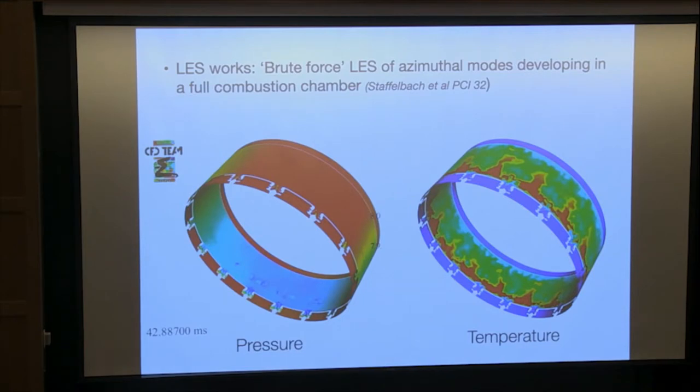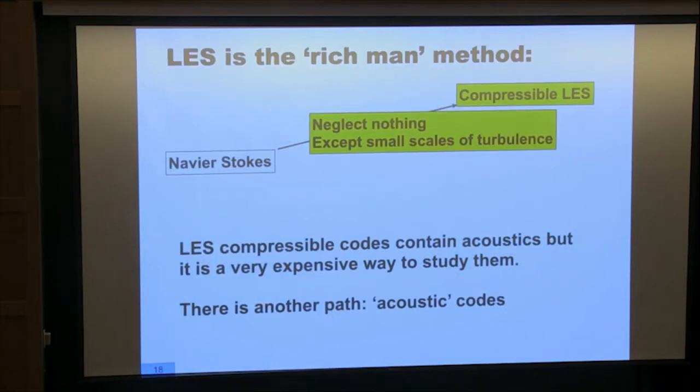So it's a good solution, but that's not the preferred solution for industry. It's really a rich man's method, and it also has another problem: even if it captures the instability, quite often you don't really understand why it's there. So people prefer to go to the second method, which is called acoustic codes.